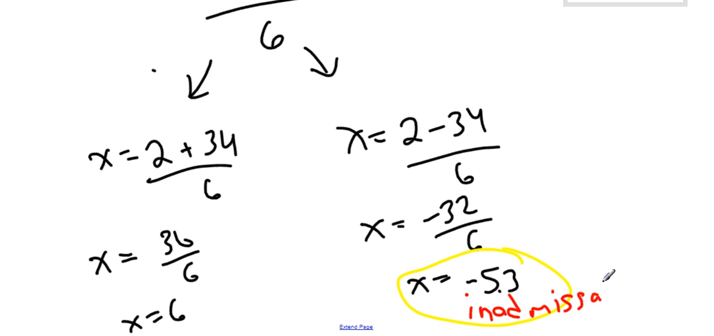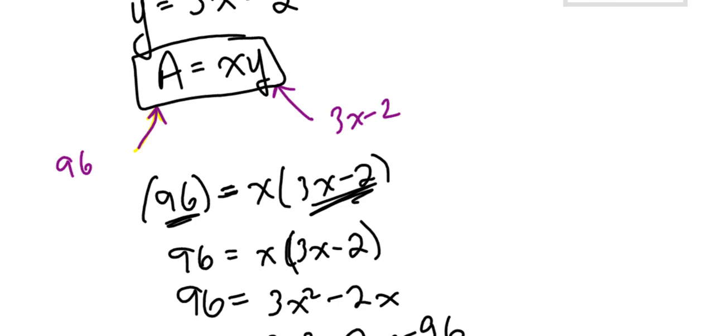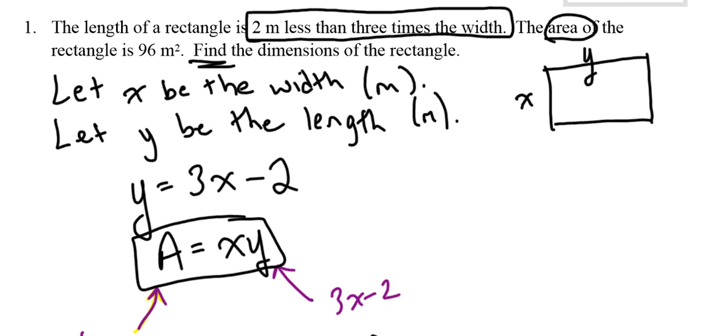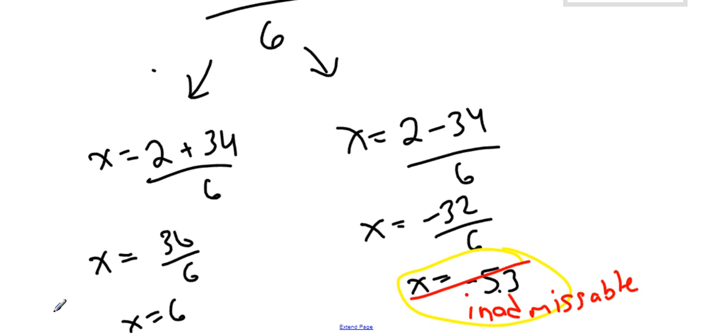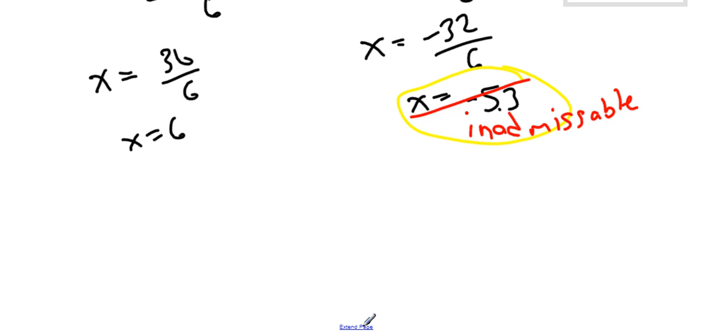Now, inadmissible is kind of a special word in math. What it means is this is correct algebraically, but it's not admittable as a solution to the present problem. So there's nothing wrong with the answer. It's not cross it off and erase it or whatever, but it's not admittable in this particular question. So therefore, we get a width of 6 meters.